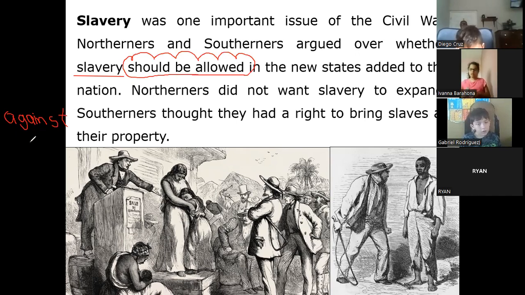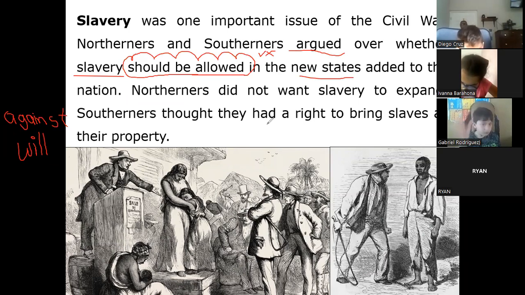What was slavery? Slavery was forcing people to work against his or her will. So these people eran esclavos. Slavery is esclavitud. So they were arguing if slavery should be allowed, si tenía que ser permitida o no, in the new states added to the nation. This one, slavery, was one important issue.